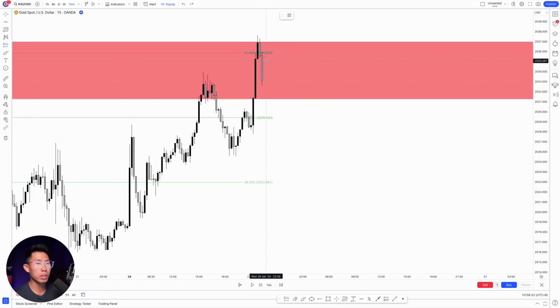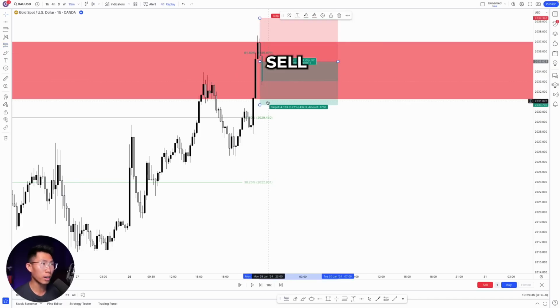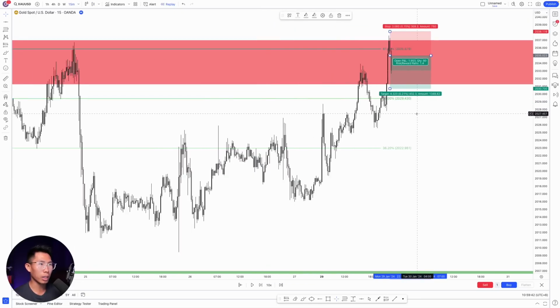So this is where I personally entered the trade. I entered somewhere right around here because it was a very nice entry and I was pretty confident in this trade. I placed my stop loss above this supply zone and I placed my take profit all the way down at the next demand zone.